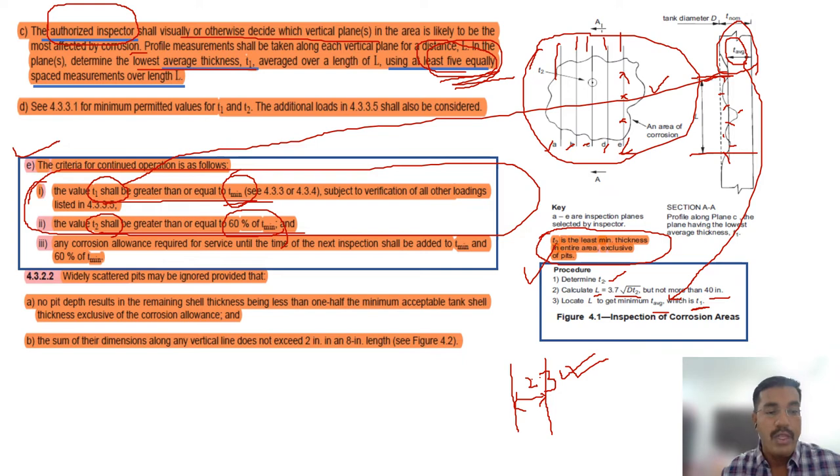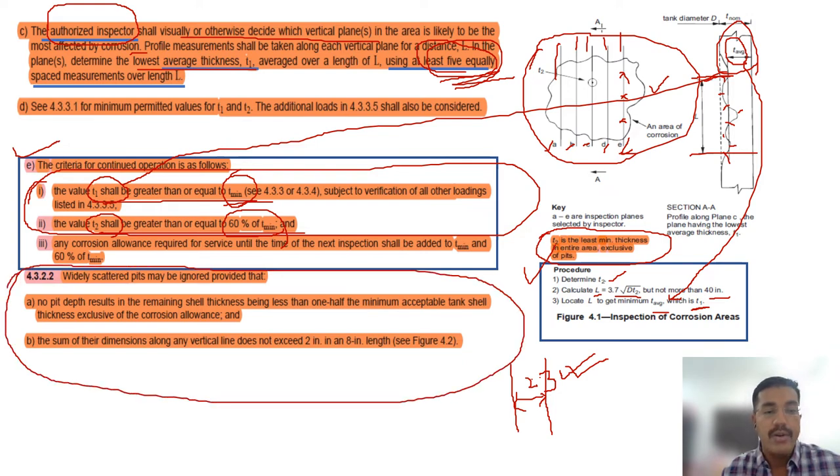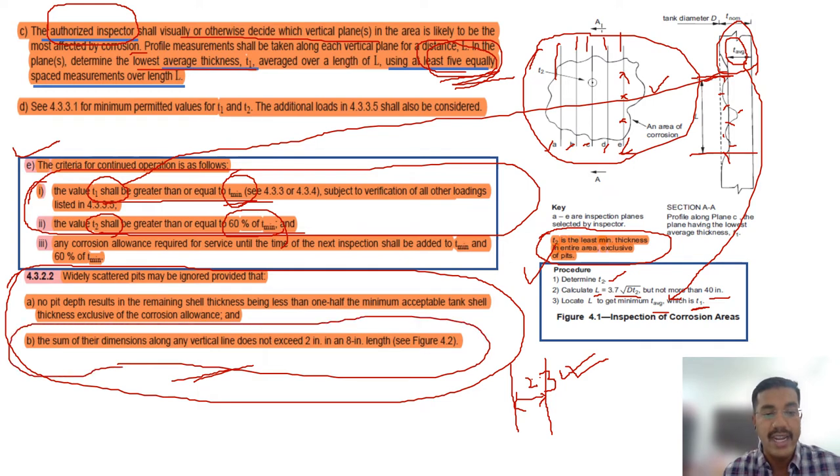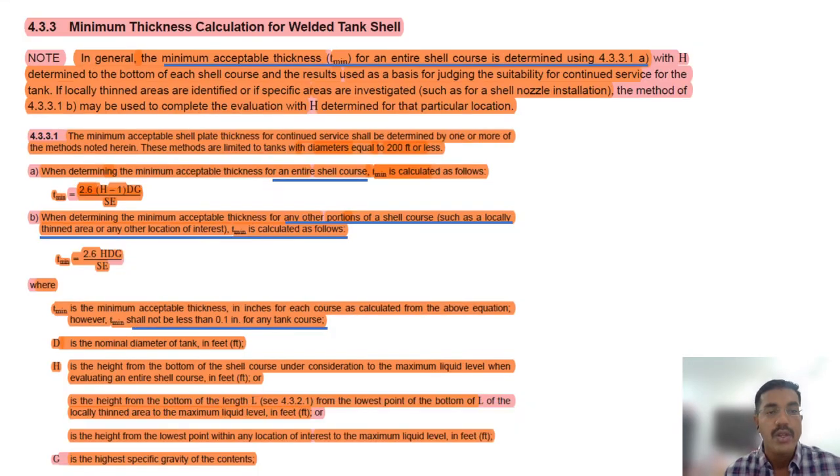Okay, this 4.3.2.2, we'll read it one or two slides after. I have added it here, but we'll read it after one or two slides. There is one open book or closed book question guaranteed to come from this 4.3.2.2. Now, this calculation is a famous calculation and it comes in every question, in every examination.